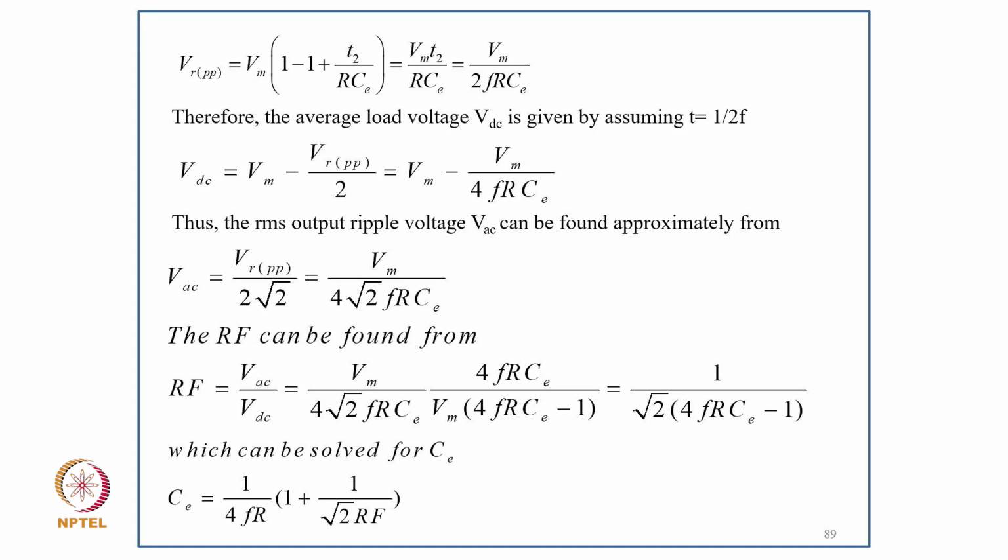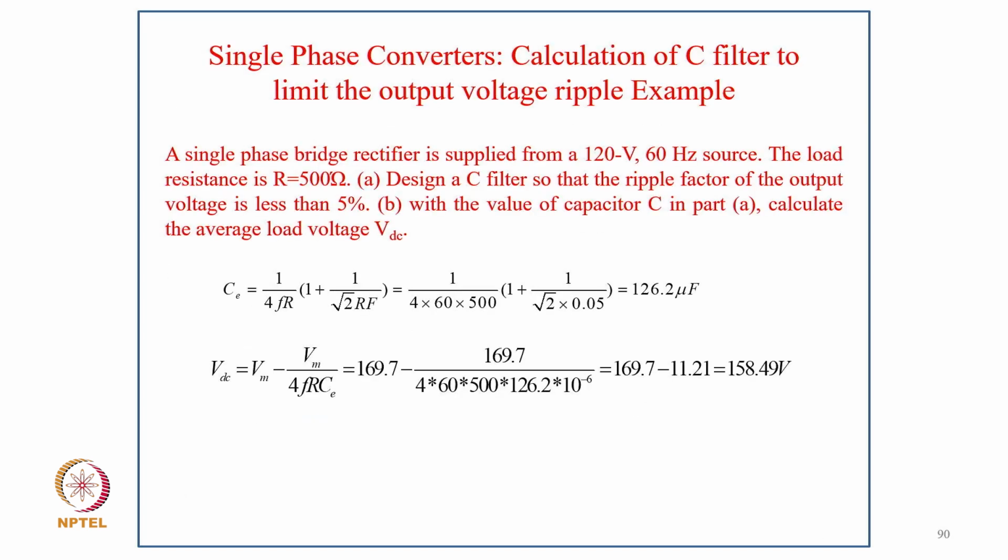The ripple factor RF can be found out as RF equal to VAC upon VDC, and that is Vm upon 4 root 2 FRC into 4FRC upon Vm in bracket 4FRC minus 1, and that becomes 1 upon root 2 in bracket 4FRC minus 1, which can be solved for C. So C equal to 1 upon 4FR in bracket 1 plus 1 upon root 2 RF.